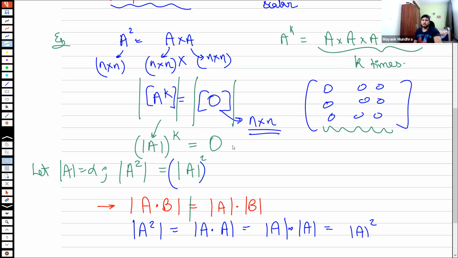So this basically means that determinant A, which is some alpha value, you're basically saying that alpha to the power k must be equal to 0. So this automatically implies that alpha must be 0. There's no other way out of it. Right?